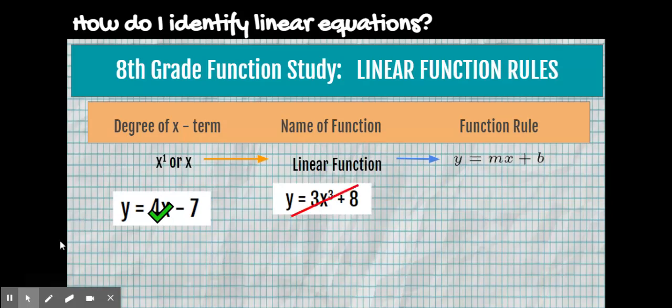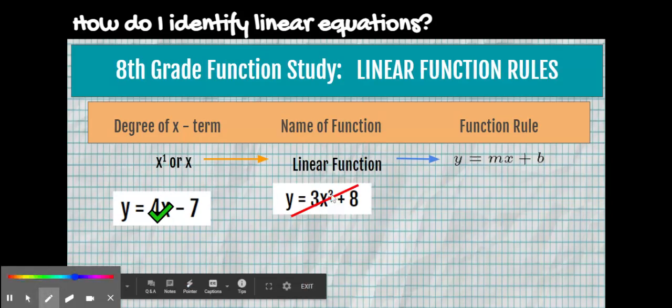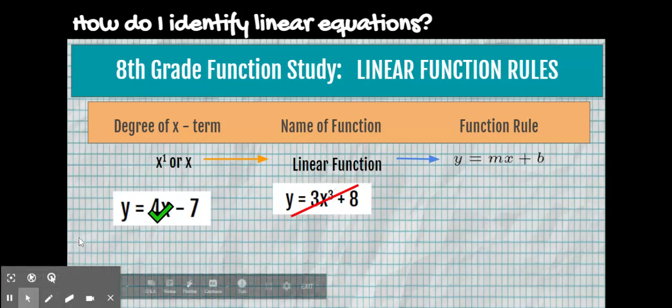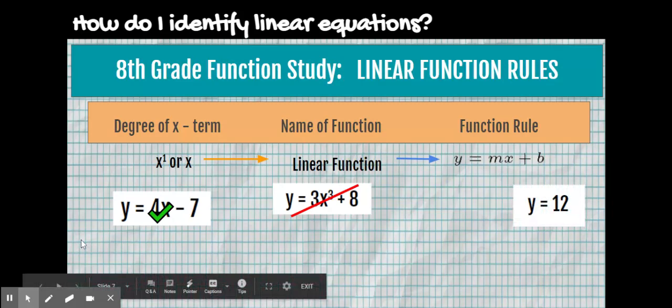Hopefully you said no, and you can see within there that your equation has a cube. Therefore, this cube does not fall under the pattern of x to the first. So therefore, this equation is not part of our linear family. It's actually part of a cubic family, which you will learn more about in high school. Let's try another one. Does this fit into the mold?